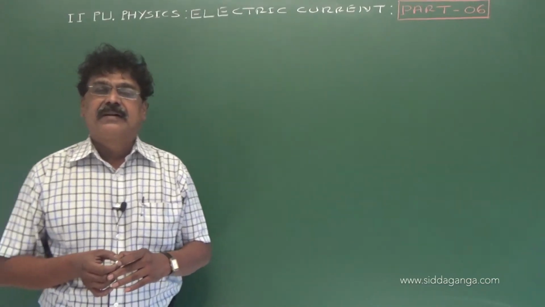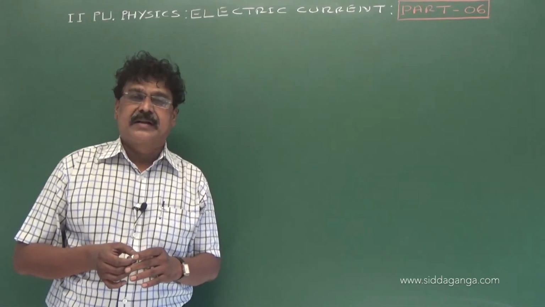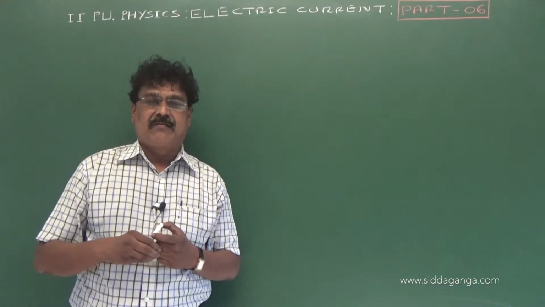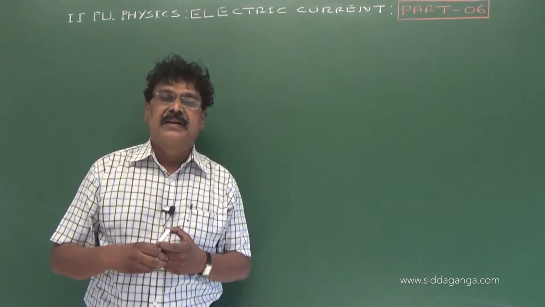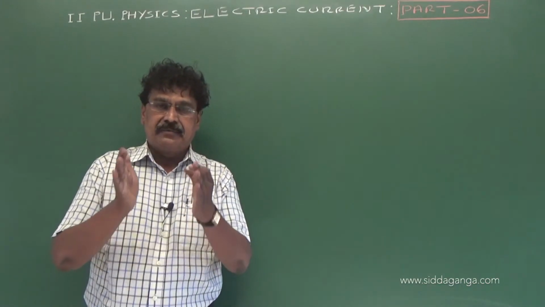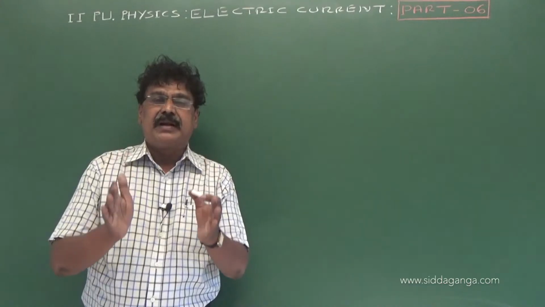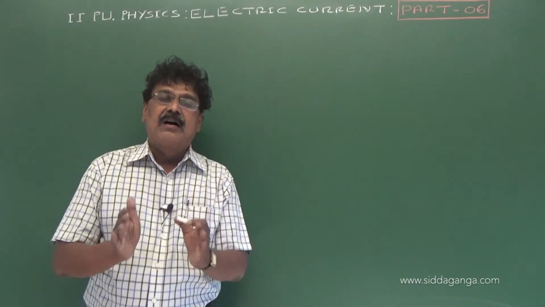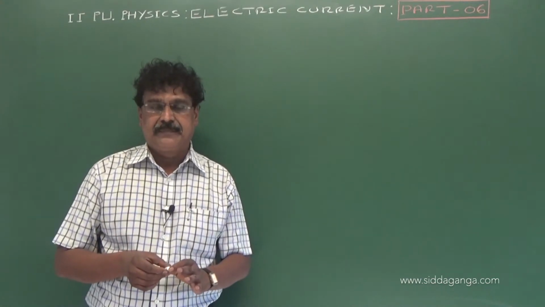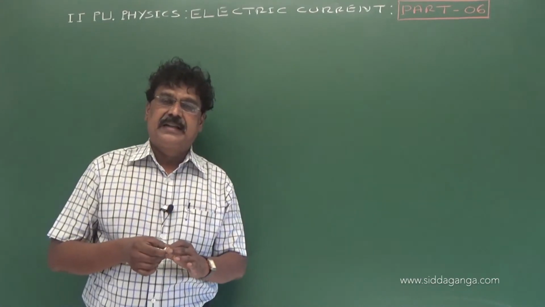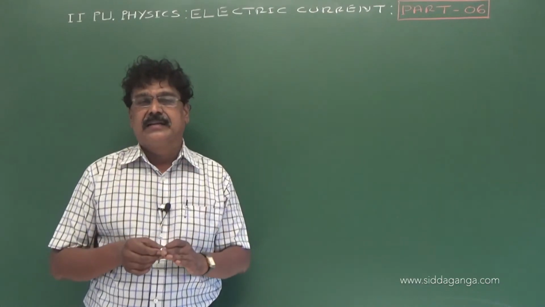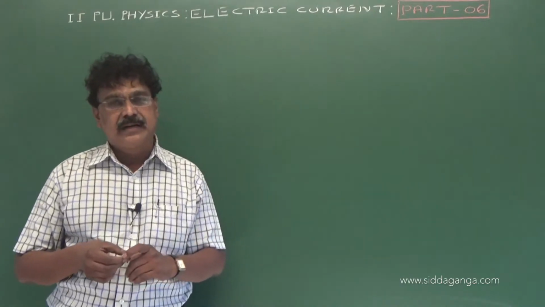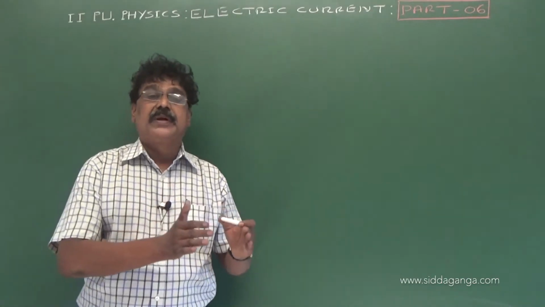A conductor offers resistance due to the collision of free electrons, moving under the influence of an external electric field, with the vibrating heavy positive ions. That is the origin of resistance in a conductor. Now, resistance of a conductor is defined as the ratio of potential difference across the ends of the conductor to the current flowing through it.